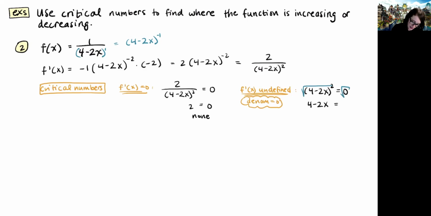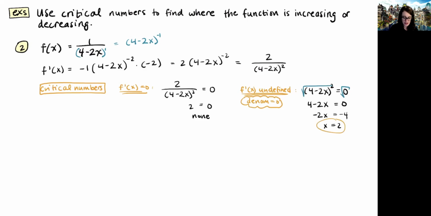And then we would get technically plus or minus 0 on the other side, but 0 doesn't have a sign, so we'll just say that that's just 0. Okay, then we can solve this for x by maybe just subtracting 4 over and then dividing by 2. It looks like we have one critical number of x equals 2.